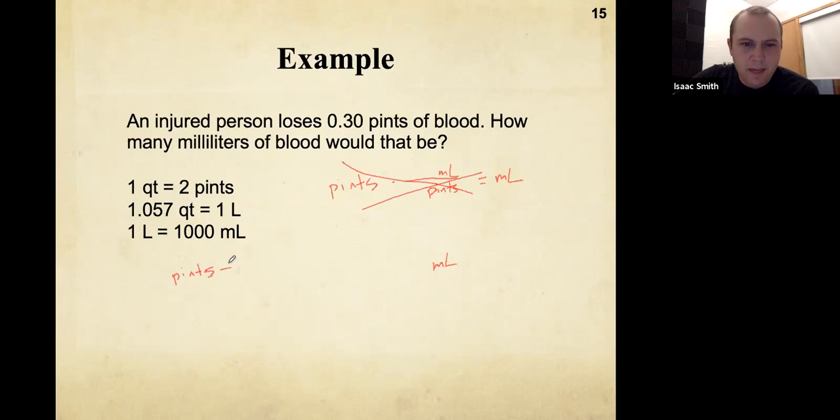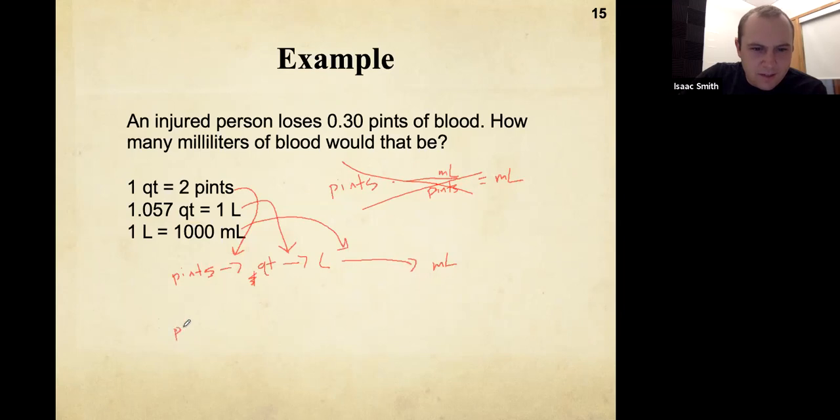So let's look at what we have. We have something that takes us from pints to quarts, and that's the only conversion factor that includes pints. Sorry, ignore that line. So we'll go from pints to quarts using this conversion factor right here. Then we can go from quarts to liters using this conversion factor here, which takes us to liters. And then we have a conversion factor that takes us from liters to milliliters, so we can make this final jump using this conversion factor.